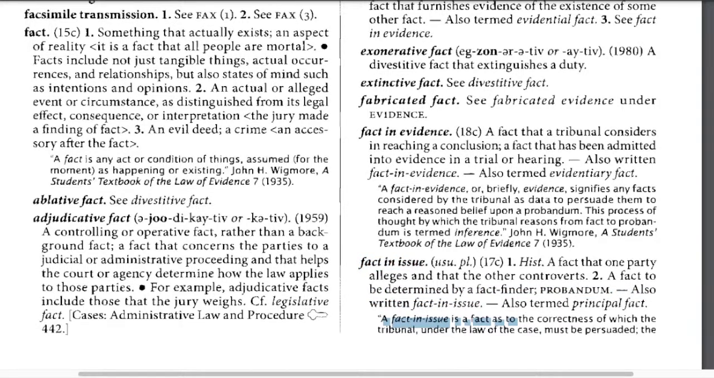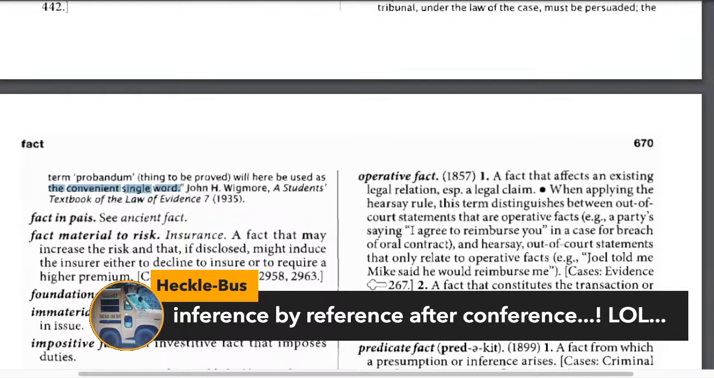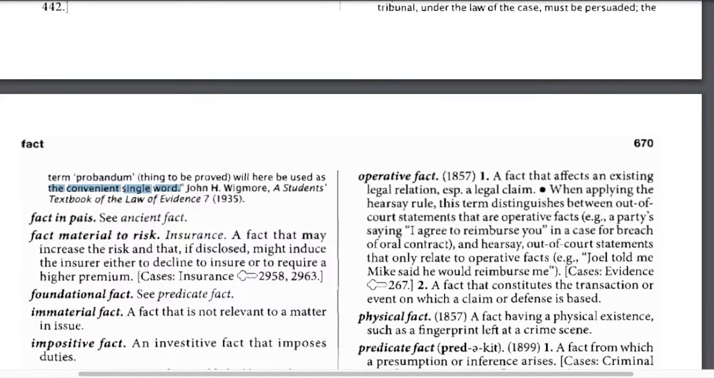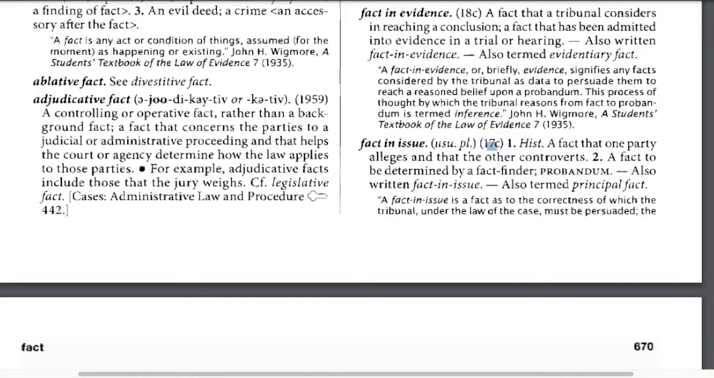A fact and issue is a fact as to the correctness of which the tribunal, under the law of the case, must be persuaded. The term probandum, thing to be proved, will here be used as the convenient single word. If it gets to this, then you can just imagine that the parties really had a dispute to actually bring it to this extent of splitting hairs. If people could be more honorable, we probably wouldn't need this. But this is 1935 and 17th century, so fact and issue's been around for quite a while.